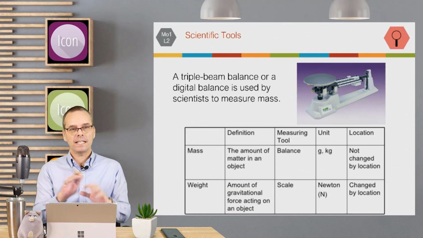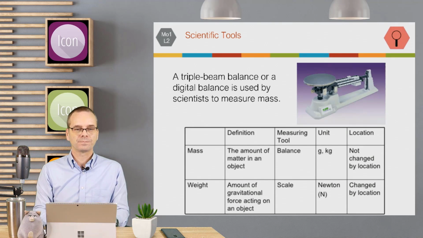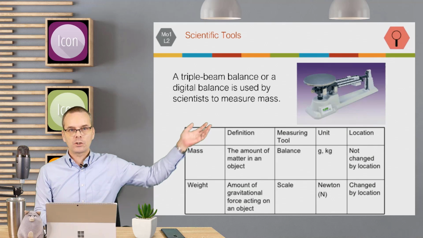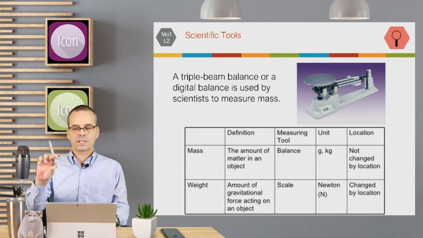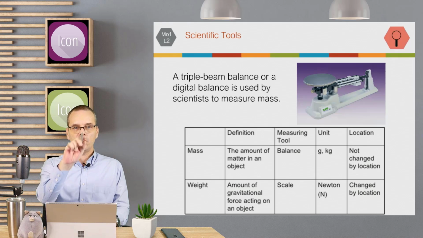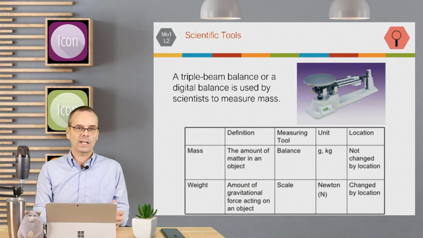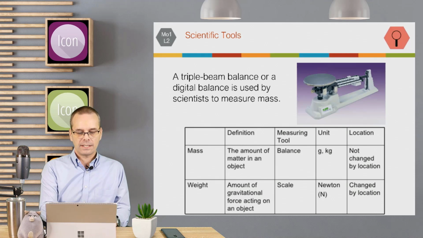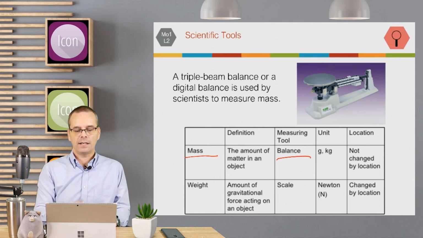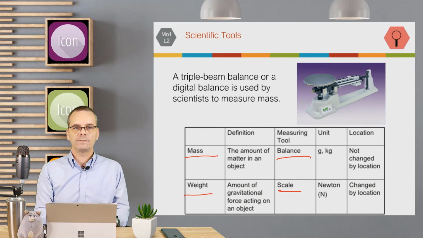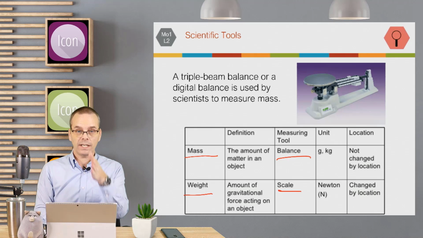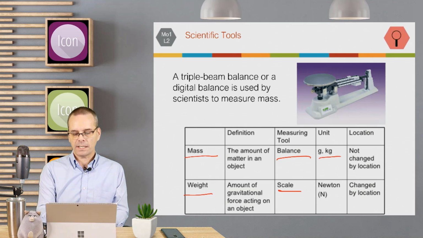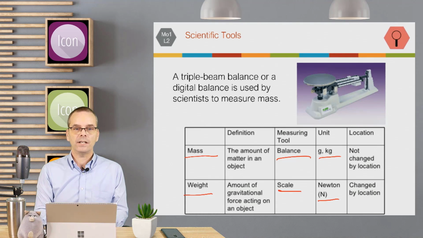You also should understand the different tools that you're going to use in the lab. Now, one is going to be the triple beam balance, or digital balance. Some people use digital balance. You know, the old style, you slide a little bar across, and the new one just has a digital readout, like a calculator. But remember that mass is measured by balance, and weight is measured by scale. All right? Now, there's a difference between mass and weight, and we're going to get into that. Because mass is measured by kilograms, and weight is measured by Newton.